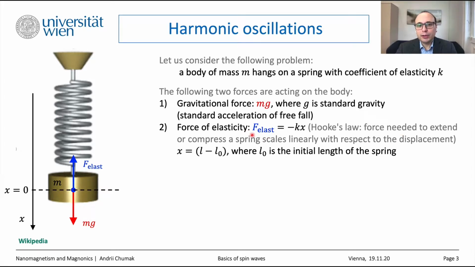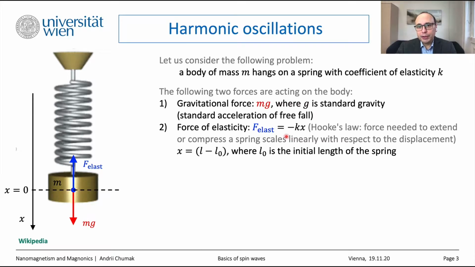So how is this elasticity force defined? For this, we need Hooke's law, which says that the force needed to extend or compress a spring scales linearly with respect to the displacement. So principally, its main message is that this force is proportional to the displacement, or to the coordinate x. In this system of coordinates, you see that x can be positive or negative, and principally it measures the displacement, because if L0 is the original length of your spring, x just gives you the difference. So this is the real length with respect to the original.